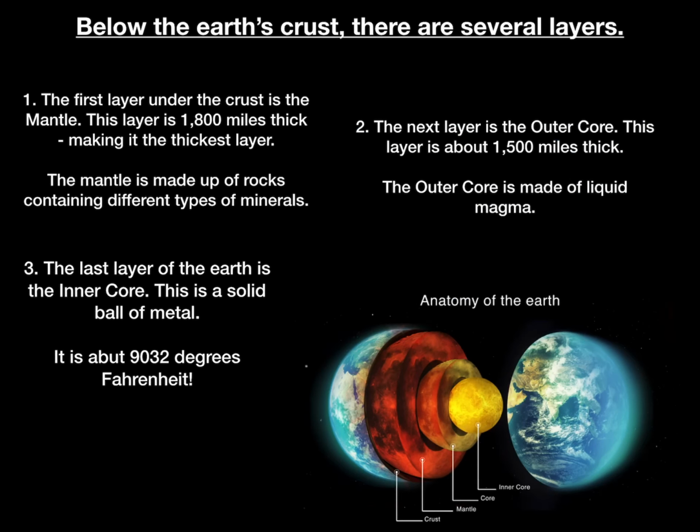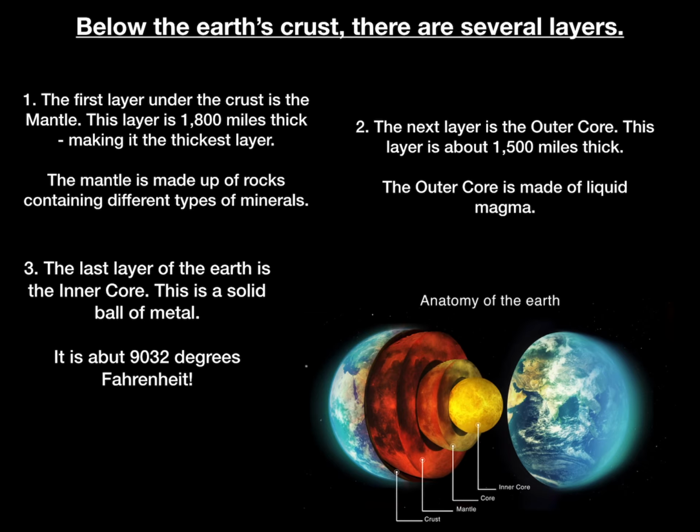There are several different layers that are beneath the Earth's crust. You can see the picture there kind of has it split into different sections. Right below the crust, we have the mantle. This is the thickest layer at about 1,800 miles thick. The mantle is made up of rocks that contain different types of minerals. The next layer of the Earth is the outer core. This layer is about 1,500 miles thick.